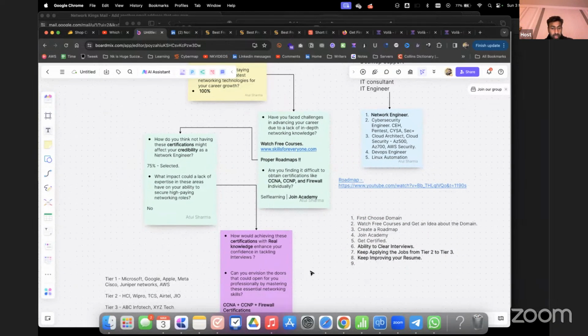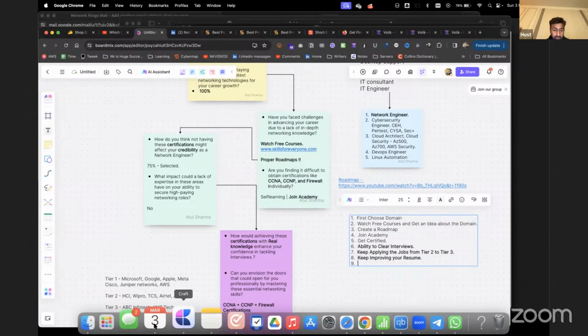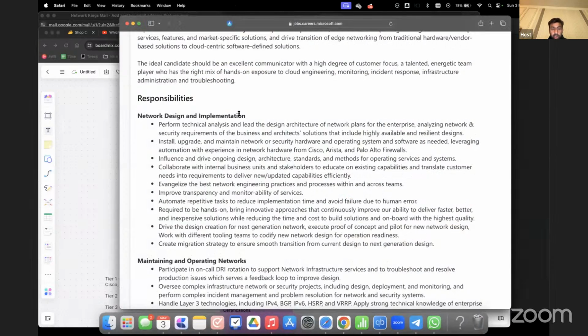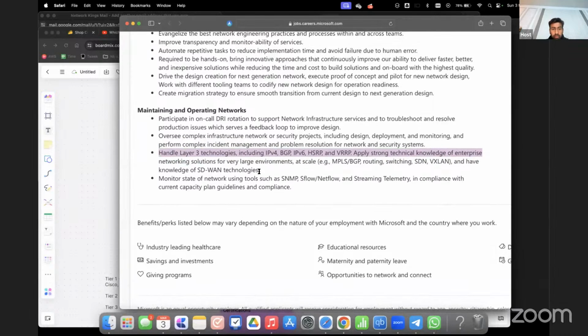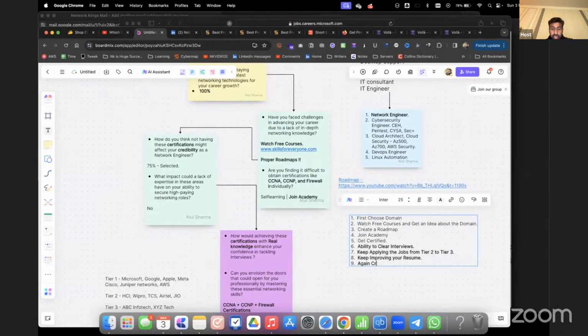Can you envision the doors that could open professionally by mastering these essential networking skills? When you learn CCNA, CCNP, firewall, even if you apply for jobs and they are not hiring you, you need to understand what they are asking. You may have very good knowledge of OSPF, BGP, routing, but maybe you need to learn more. So again, create a roadmap and keep learning, because once you got a job, this is not the end. It is the next chapter of your life.